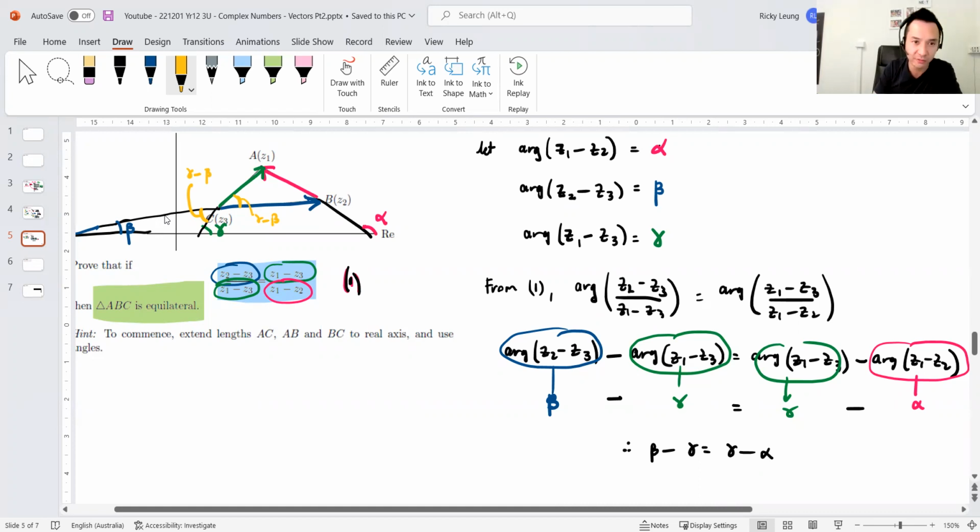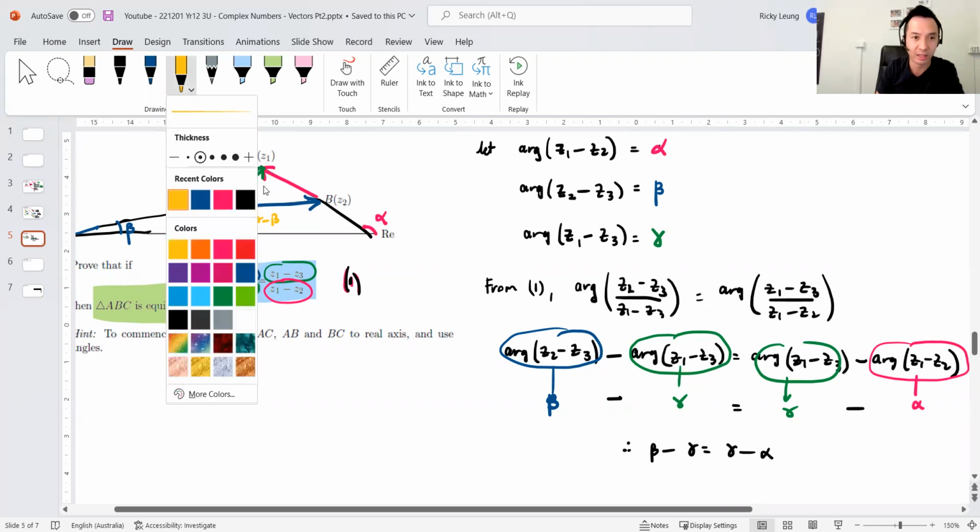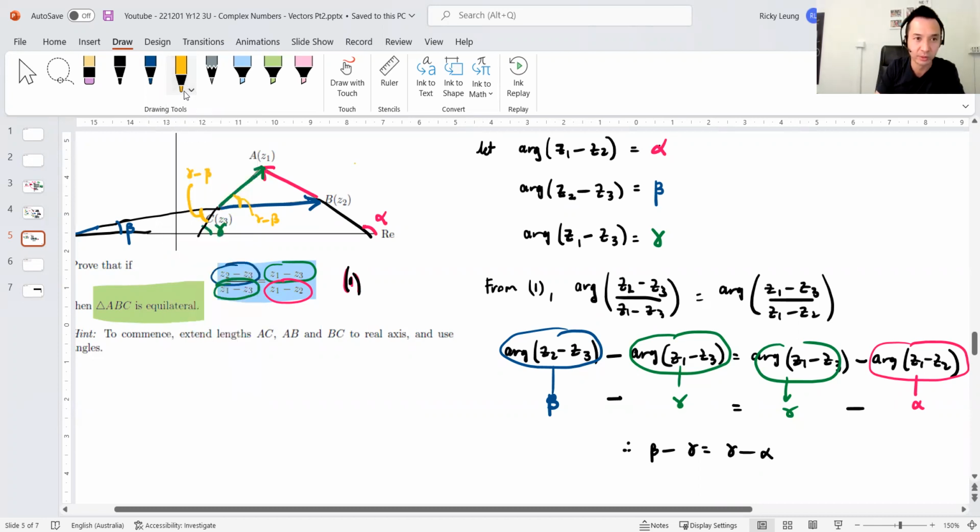Now, this is the game plan. I'm going to try to prove two angles equal, so it's isosceles, and then I'll go equilateral thereafter. That's the game plan. So I found yellow: yellow is gamma minus beta, good.